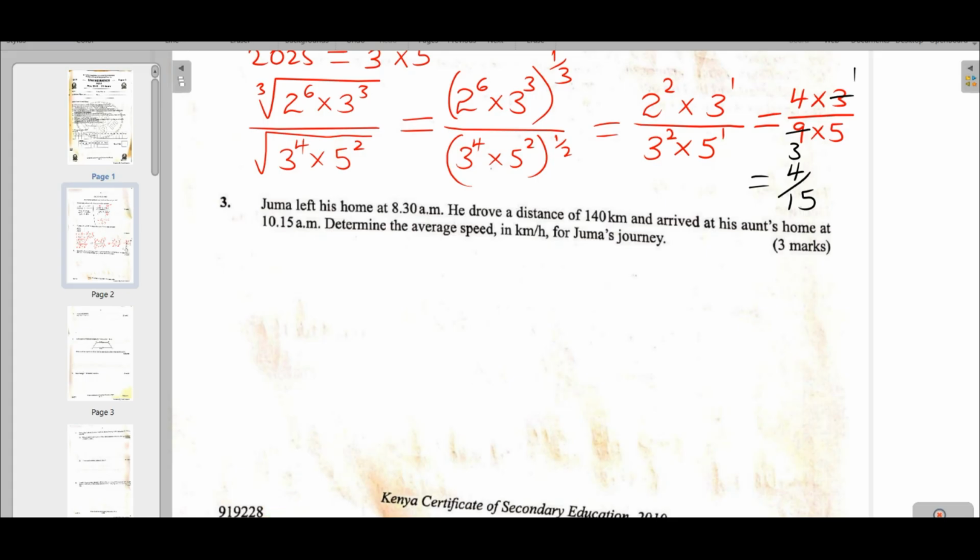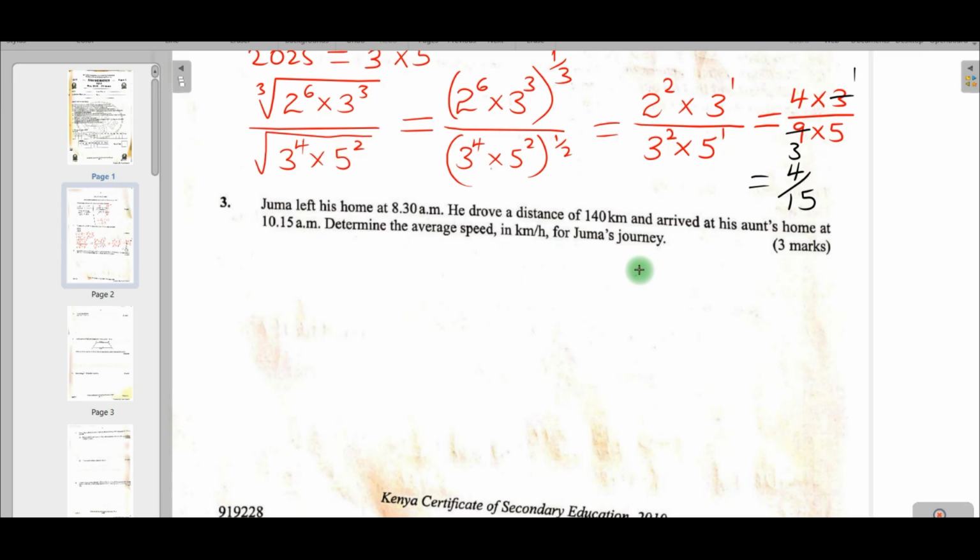So for the next question, Juma left his home at 8:30 a.m. He drove a distance of 140 kilometers and arrived at his aunt's home at 10:15 a.m. Determine the average speed in kilometers per hour for Juma's journey.